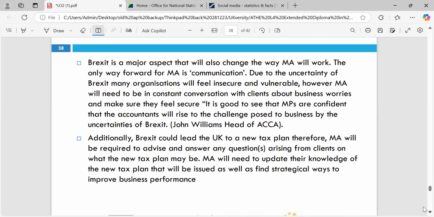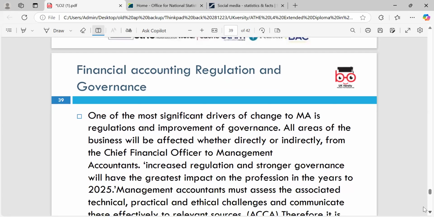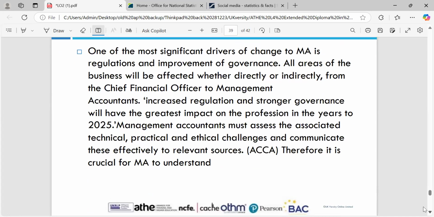There is also Donald Trump in power and localization. His views need to be understood, along with the new tax plan, and there will be issues as well. Strategic views improve business performance and financial accounting, regulation and governance. That's huge. With stronger regulation and governance, there will be greater impact on the profession by 2025, and management must assess the associated technical, political and ethical challenges.